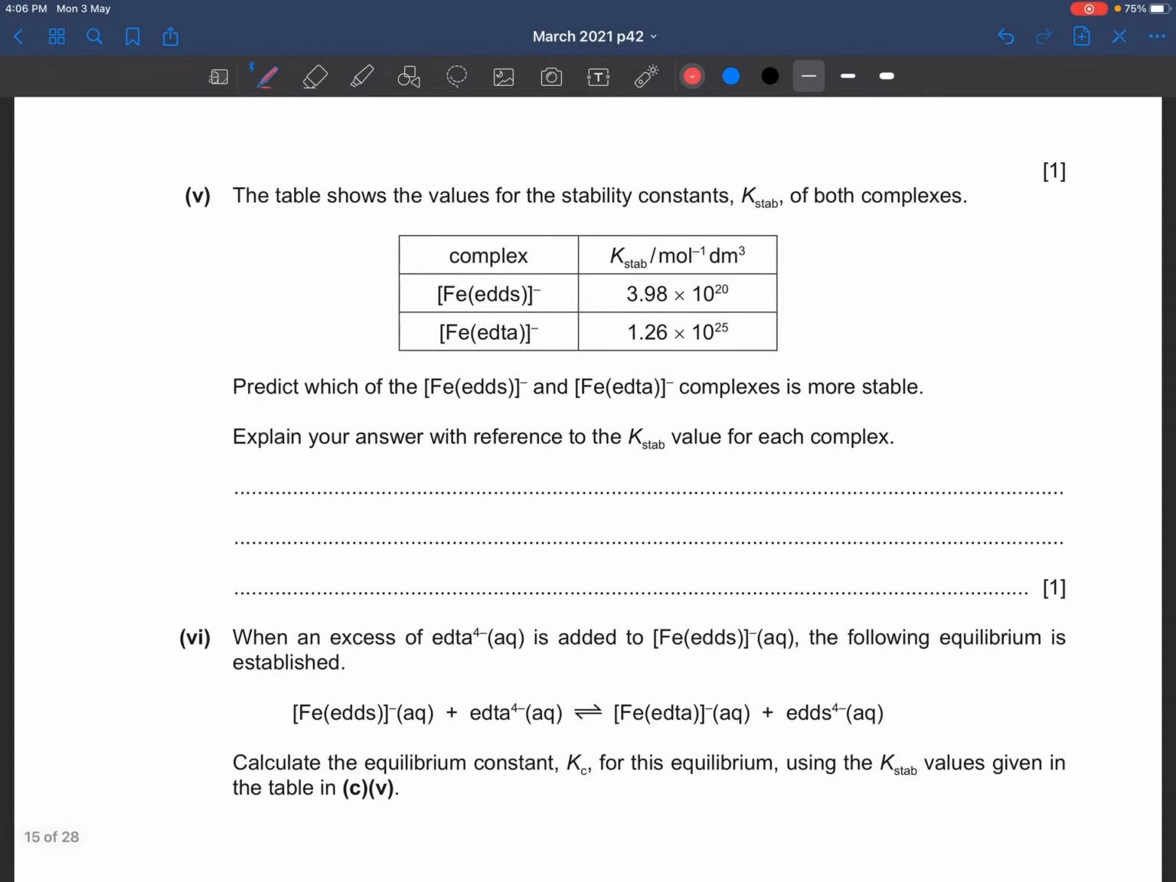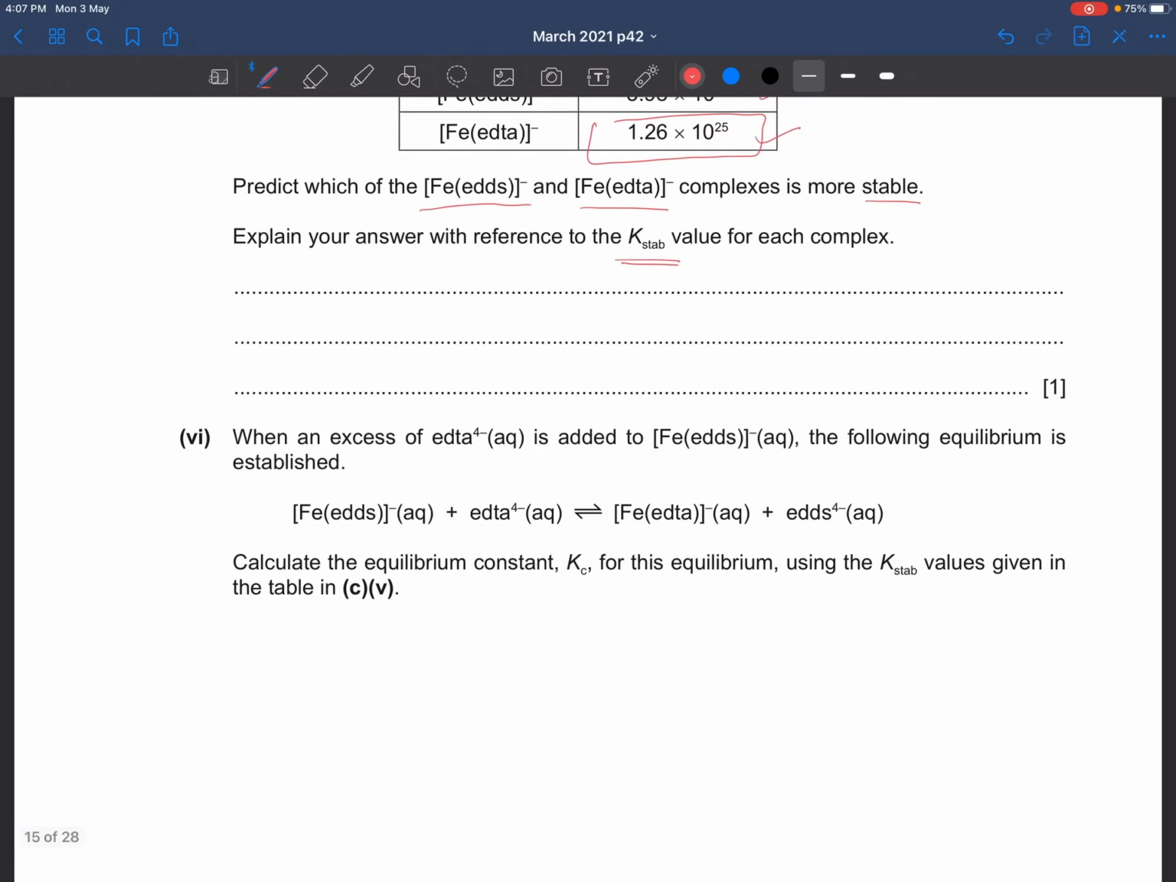The table shows the value for the stability constant Kstab of both complexes. The values are mentioned for two complexes, FeEDDS- and FeEDTA-. Predict which of these complexes is more stable. The one with a higher value of Kstab, so obviously FeEDTA- is more stable. Explain your answer with reference to Kstab, because the value of Kstab is higher. When an excess of EDTA4- is added to FeEDDS-, the following equilibrium is established. Because this forms a more stable complex, it displaces EDDS and we get this complex.